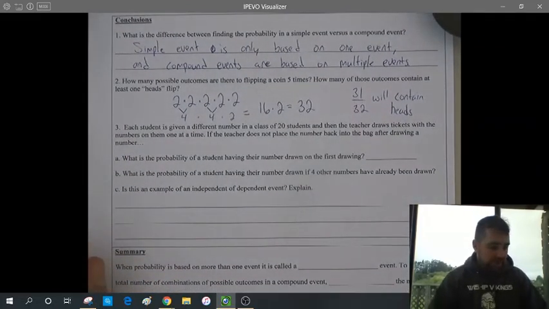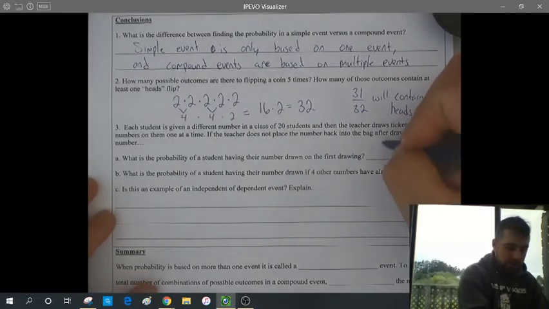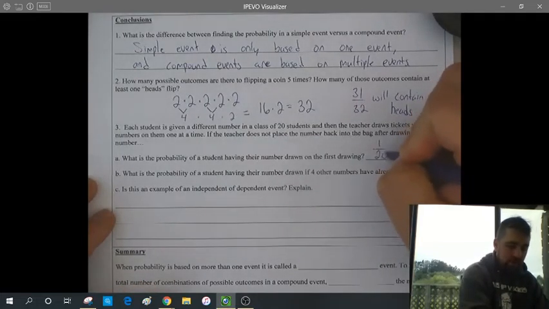Okay, number 3. Each student is given a different number in a class of 20 students, and then the teacher draws a ticket with the numbers on them one at a time. If the teacher does not place the number back into the bag after drawing a number, A, what is the probability of a student having their number drawn on the first draw? Well, there are 20 students with each an equal chance, and so that would be 1 out of 20.